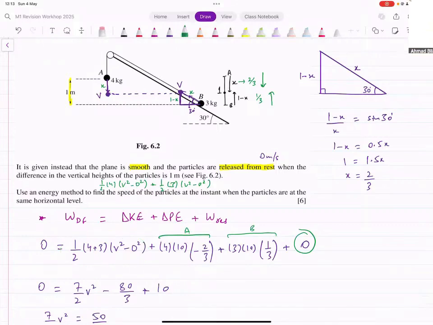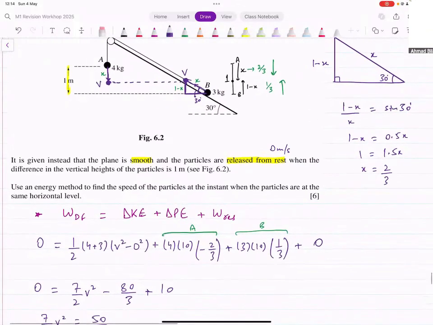expression. The total mass is 4 plus 3 into v² minus u² divided by 2. That's the change in kinetic energy. But potential energy cannot be calculated together because the changes in height are different for both the particles, right? Changes in height are different. A is moving down by 2/3 and B is moving up by 1/3. We have to calculate the change in potential energy separately for both of them.